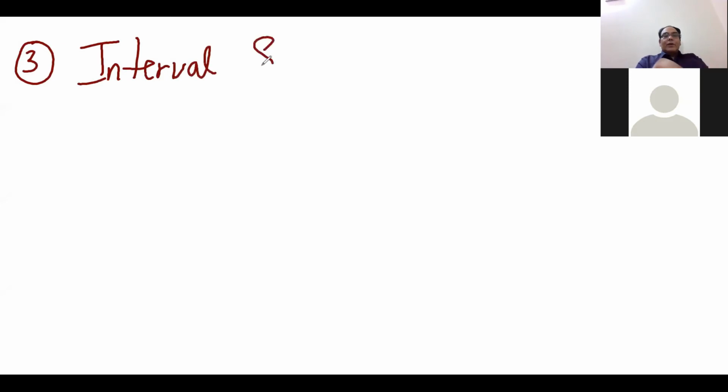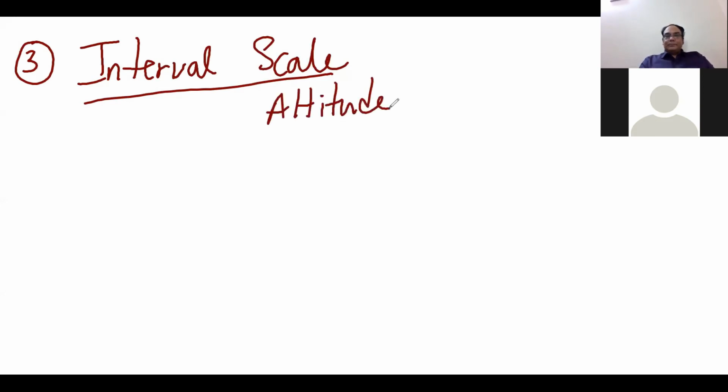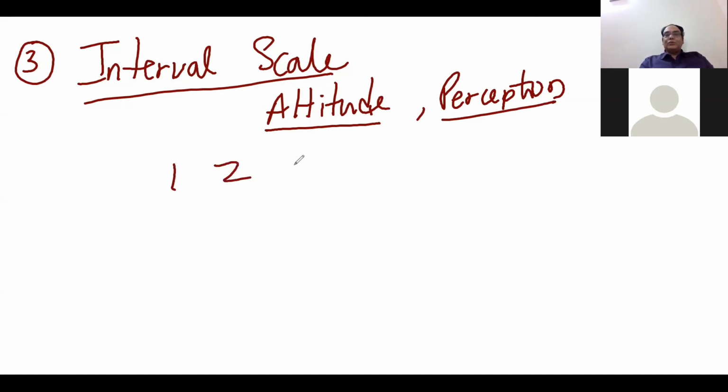Now the third variable, the third type of data, is called interval scale. Interval scale variables are used to measure attitude, anything which we cannot measure with the help of a unit. So we can measure attitude or perception with a measurement scale. When you want to measure perception like quality or satisfaction, we normally use this interval scale. And there are different types of interval scale, like 1, 2, 3, 4, 5. This is the most popular interval scale, where 1 means strongly disagree, 2 means disagree, 3 means neutral, 4 means agree, and 5 means strongly agree.